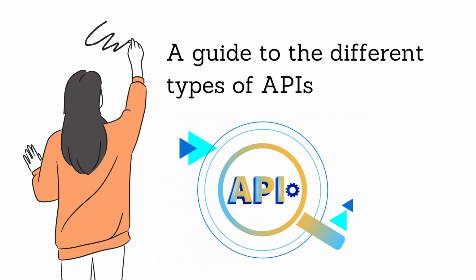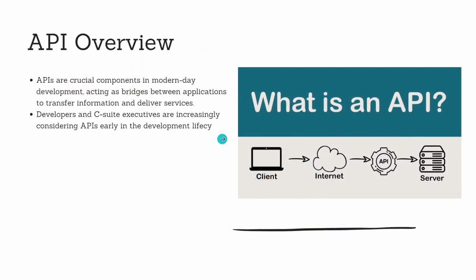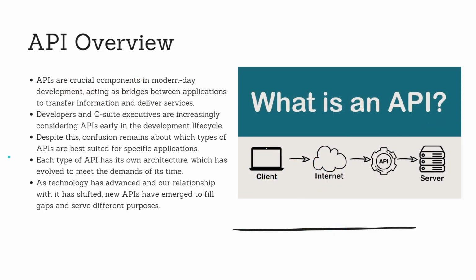Hi guys, in this video we are going to see a guide to the different types of APIs. So first, before continuing with the video, let's see what an API is. APIs are one of the most important components of modern day development, forming the bridge between applications to transfer information and deliver services.